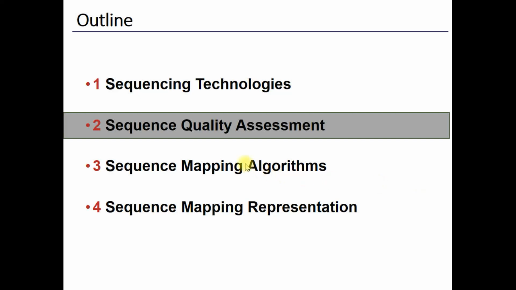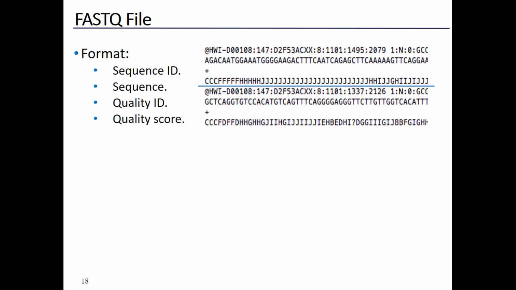Next, I will talk about the sequence quality assessment or quality control. So when you get your data from the sequencing core, the data is usually in FASTQ format. For one read, it will contain 4 lines. The first line is the sequence ID. The second line is the sequence, ACGT.